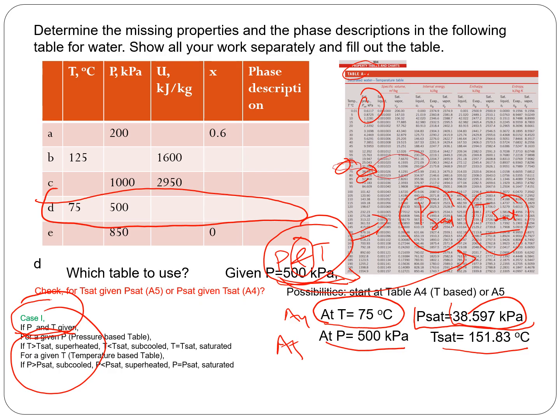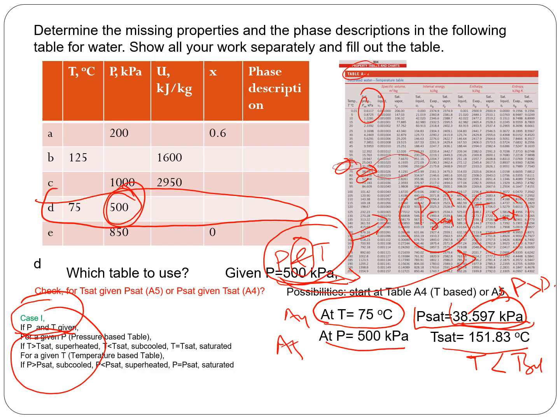So what conclusion can you make from here? At 75 degrees centigrade, our pressure is 500, and here the saturation pressure is 38.597. And at 500 kilopascal, the saturation temperature is 151.83, which is greater than our temperature. So here T is less than T saturation, and P is greater than P saturation. So it is a case of subcooled region or compressed region.